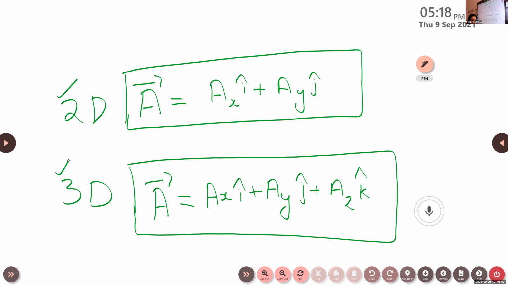There is one more method to find out the magnitude of vectors, then only we can do the numerical. That is why I am skipping that problem. So we can take that portion in our next class.